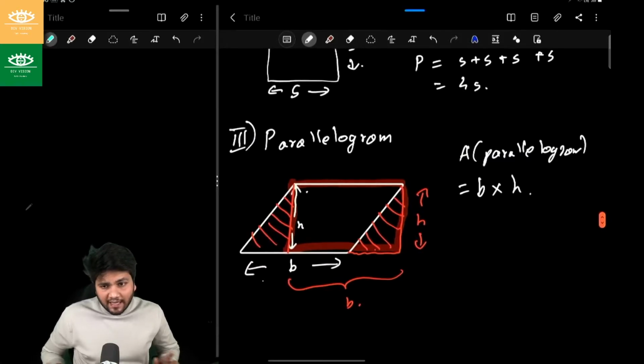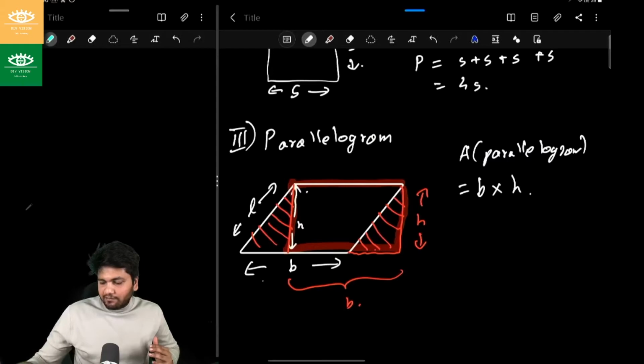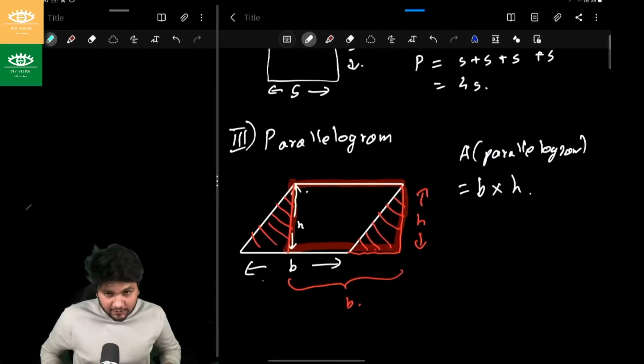Now, perimeter has nothing to deal with height. Okay. So here, if they give you that slanted side, that is, let's say this is L. So it's going to be L plus B plus L plus B. Okay. So that's how parallelogram will work.